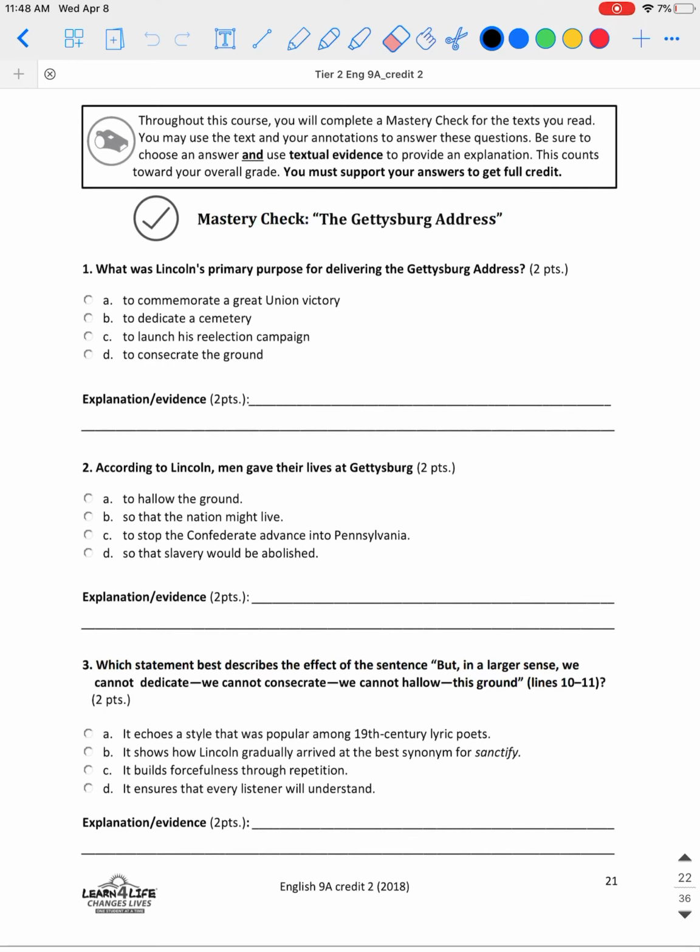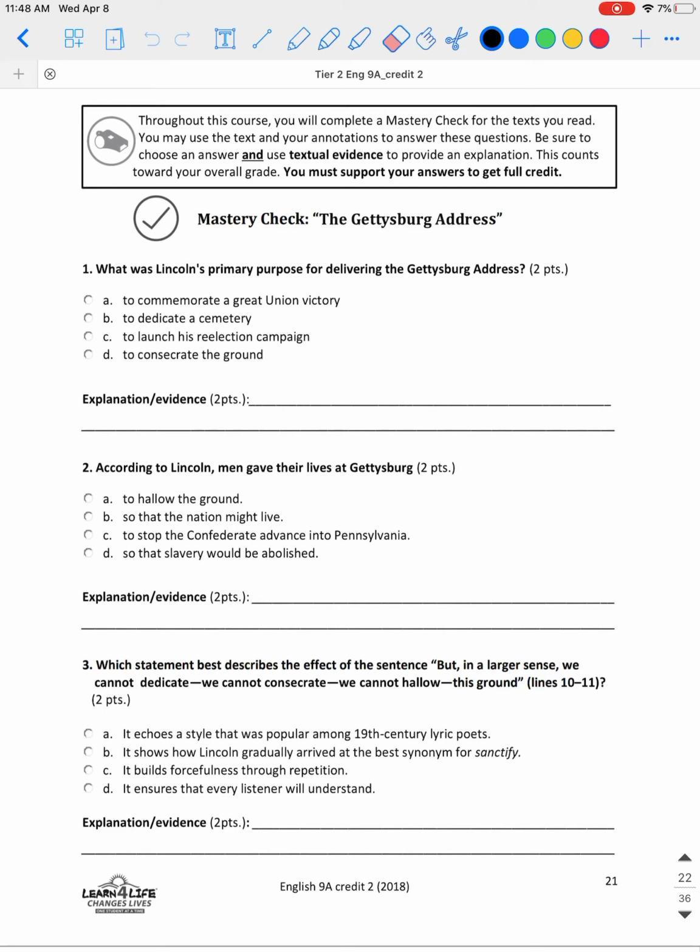Okay, what you cannot do is say page 20 or lines 1 through 5. You need to be more specific. Okay, so I'm going to help you out with a couple of them, but I'm going to go ahead and read them. So what was Lincoln's primary purpose for delivering the Gettysburg Address?